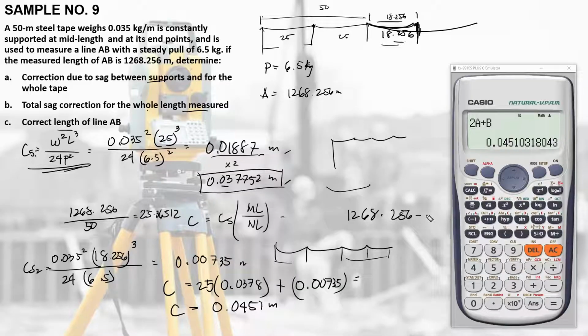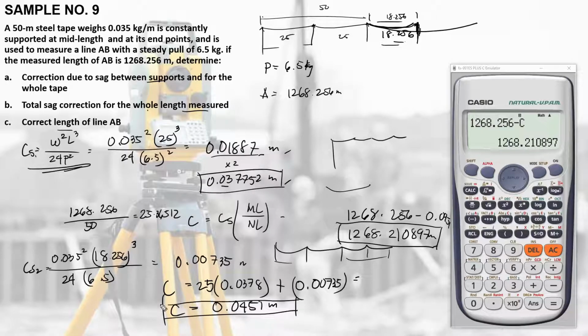And therefore, for the correct line of AB is, 1268.256 at dahil lagi siyang minus, 0.0451. So, i-minus lang natin siya doon. 1268.256 minus. So, yun. Final answer natin dun sa letter C is 1268.210897 meters. So, yan. Medyo naging messy na yung paligid natin.